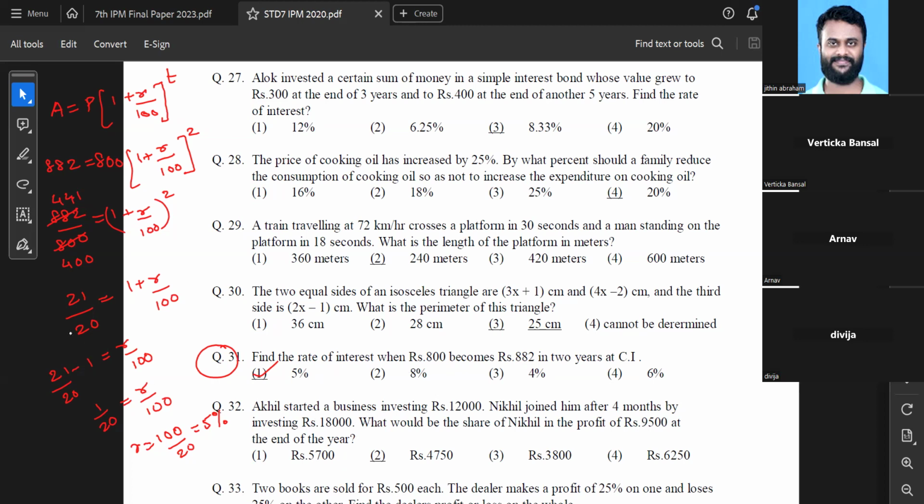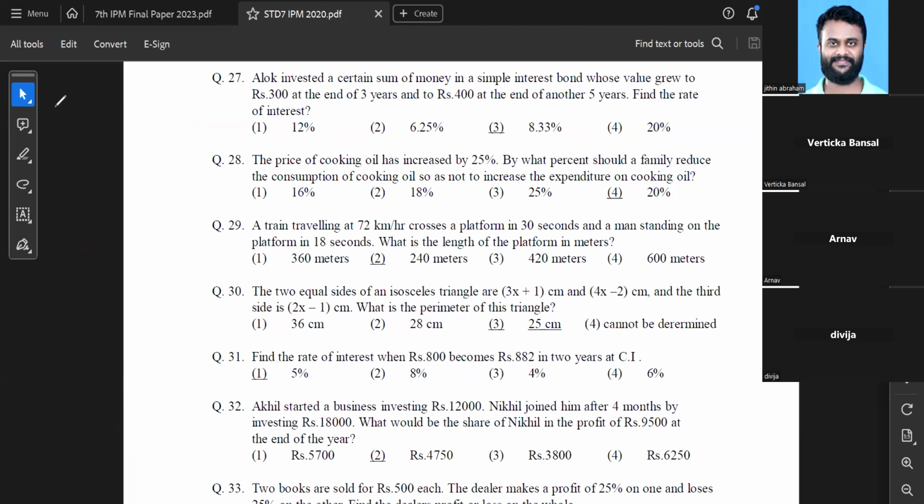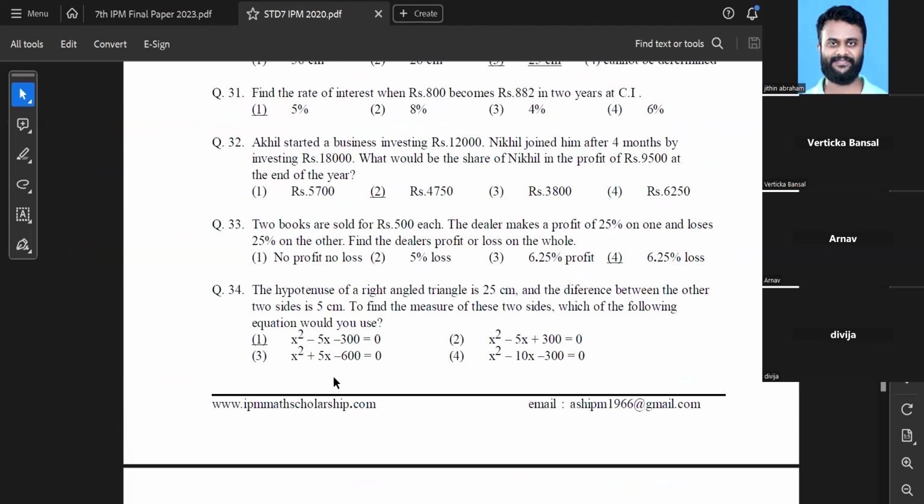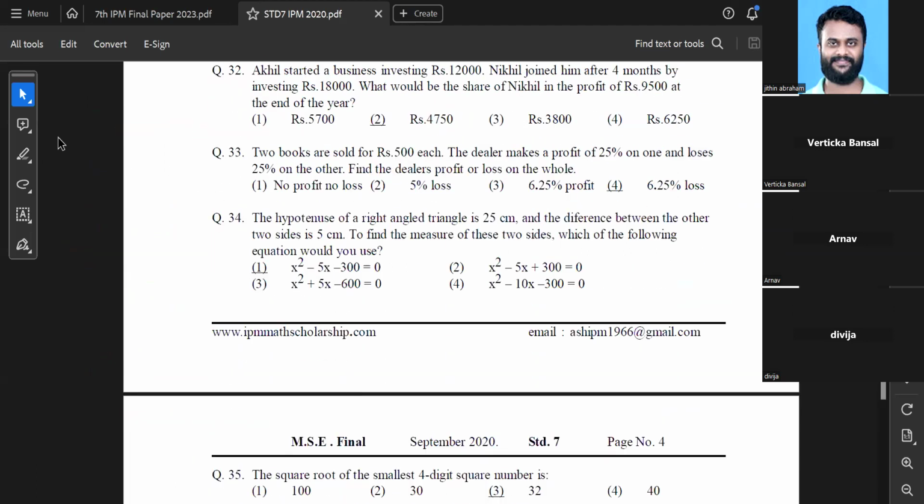Okay, let's proceed further. 32nd problem. Akhil started a business investing 12,000 rupees. Nikhil joined him after 4 months. What would be the share of Nikhil if the profit was 9,500 at the end of a year? So Akhil's investment went for 12 months. Nikhil's investment went only for 8 months, because he joined 4 months late.